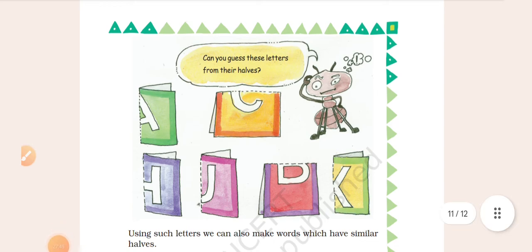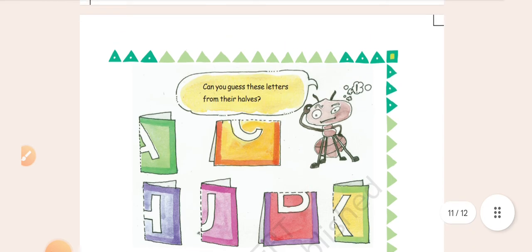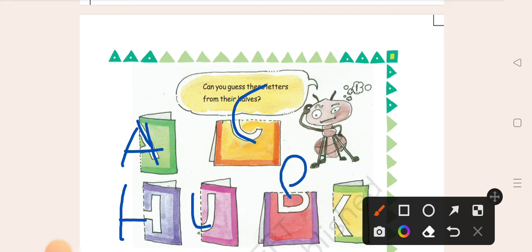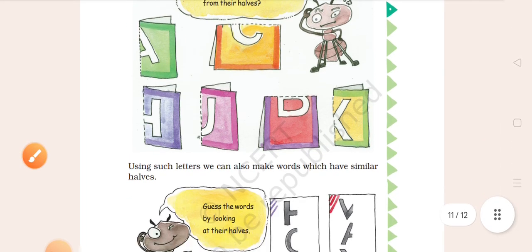Can you guess these letters from their half? Yes. This is the A. This is the C. This is H. This is U. This is B. This is X.